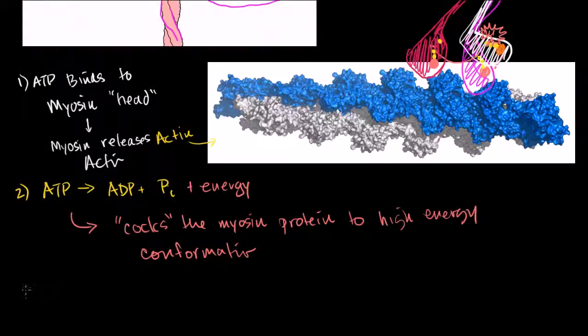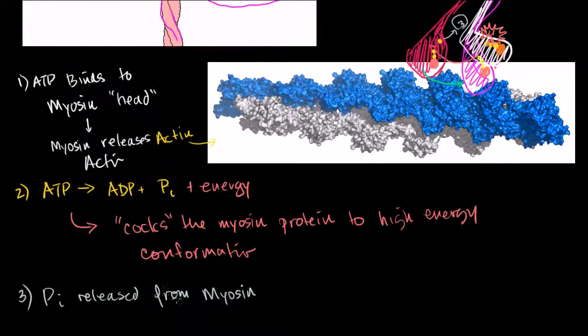Let me write this down. In step 3, the phosphate is released from myosin. That's step 3 right there. That's a phosphate group being released. And what this does is it releases the energy of that cocked position, and it causes this myosin protein to push on the actin. This is the power stroke, if you imagine an engine. This is what's causing the mechanical movement.